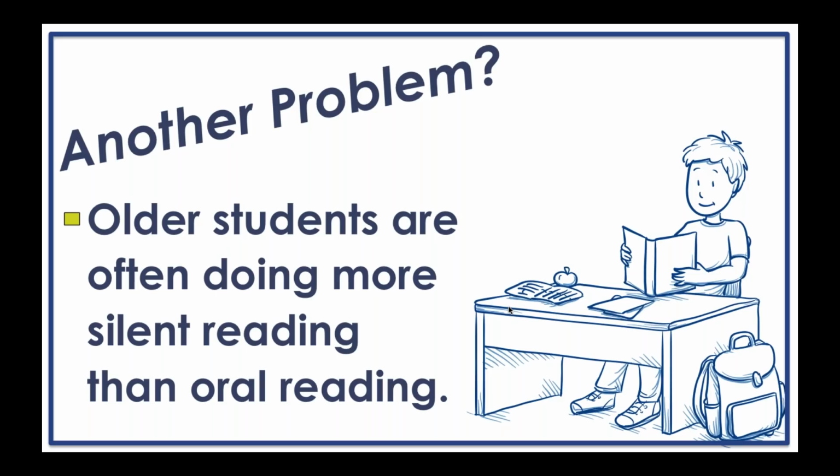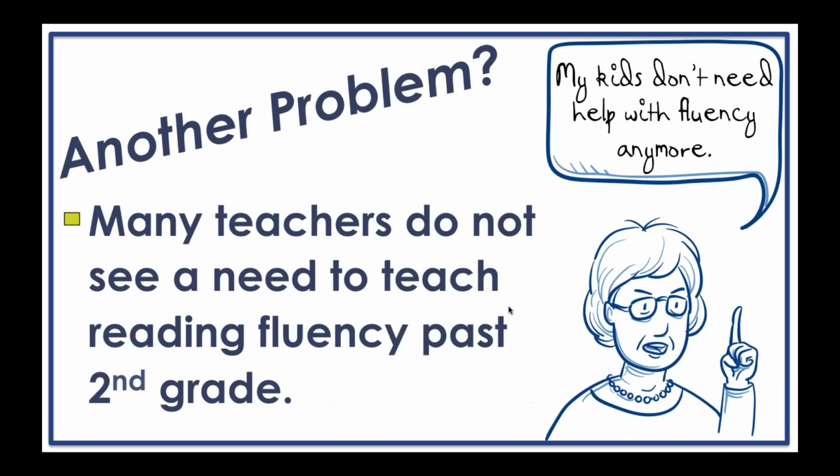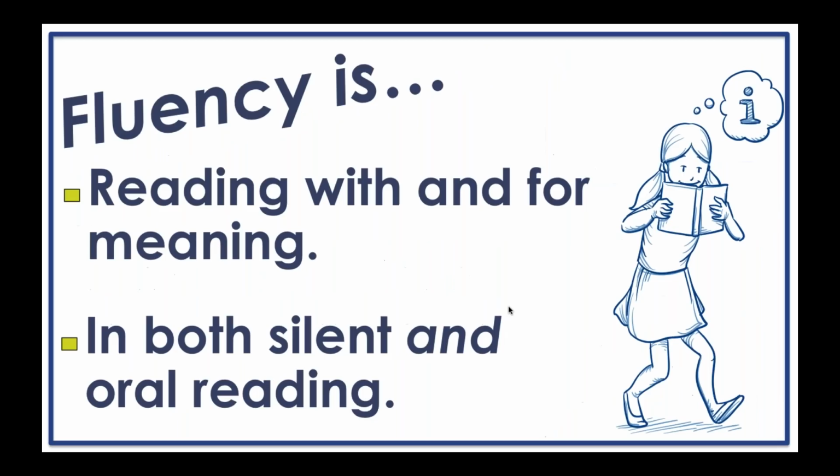Another problem that often comes up is older students are often doing more silent reading than they are doing oral reading. So by the time they get to the middle of second grade, third grade, fourth grade, fifth grade, and up, they're spending more time reading silently than they are reading out loud. This is a problem because many teachers don't see a need to teach reading fluency past second grade because they think, well, my students are reading silently, they've got this covered. My kids don't need help with fluency anymore. But the truth of the matter is that they do.